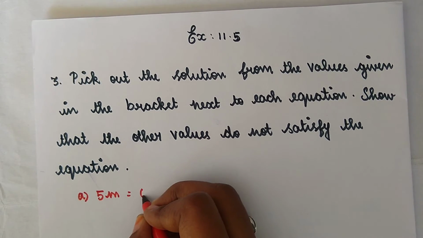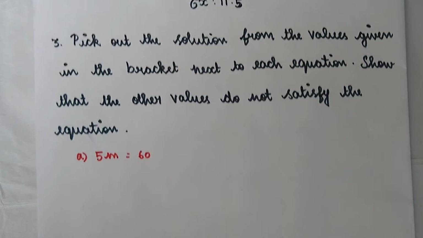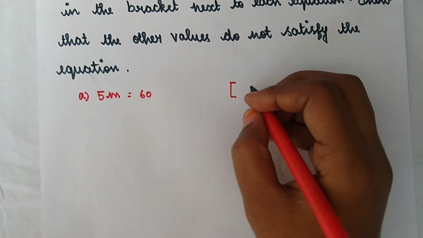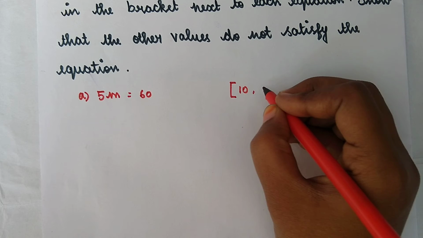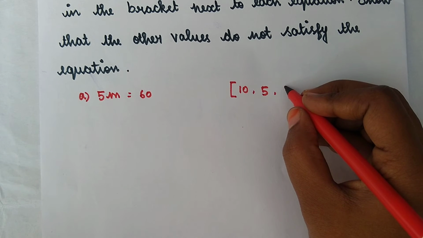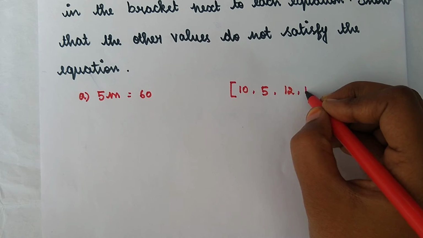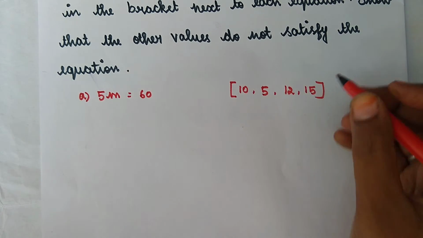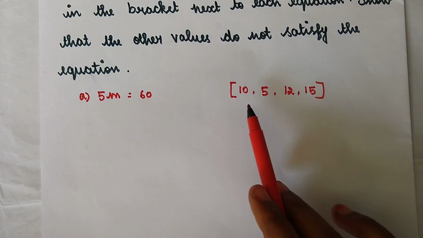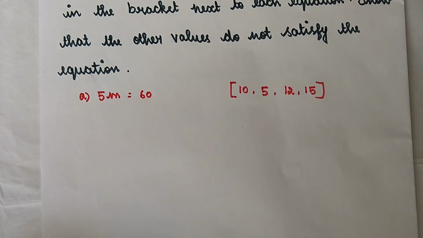5m equal to 60. This is the given equation, and we are given 4 numbers, that is 10, 5, 12, 15. So we have to check which value is suitable for this equation.